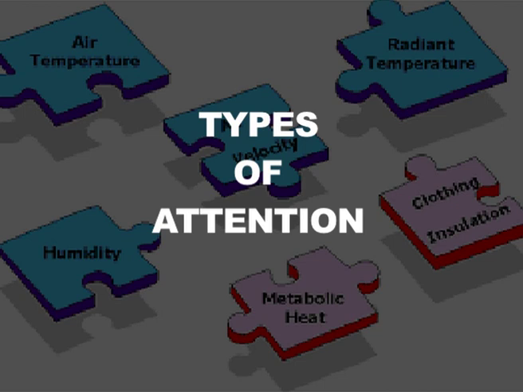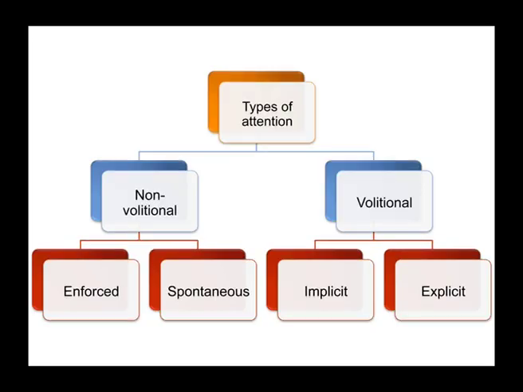Now we will discuss types of attention. Types of attention: first is non-volitional, second is volitional. Non-volitional is divided into enforced and spontaneous. Volitional is divided into implicit and explicit.